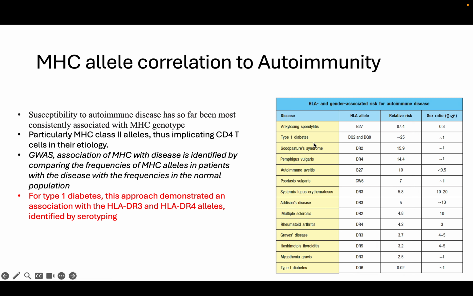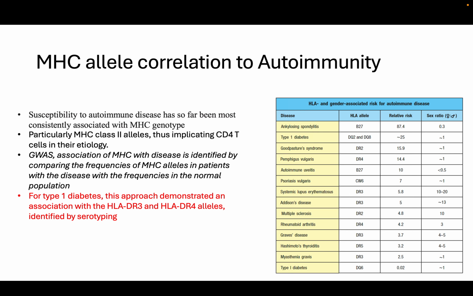Same thing goes for type 1 diabetes. If you have the DQ2 or DQ8, these can give you an increased affinity toward binding to self antigen much more. So different combinations of MHCs give you different affinities, and certain MHC genes give you higher affinities.